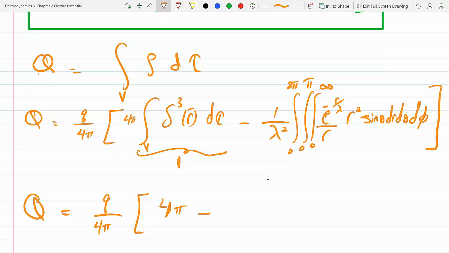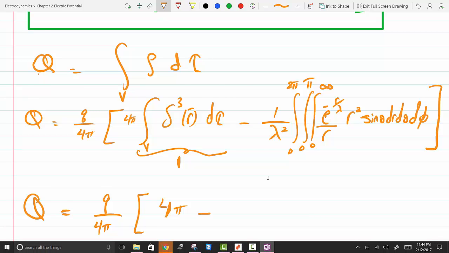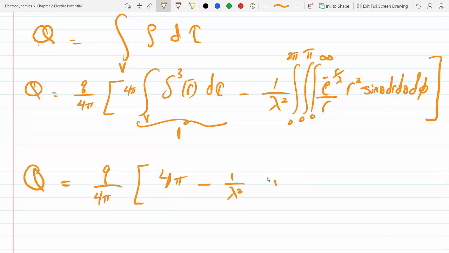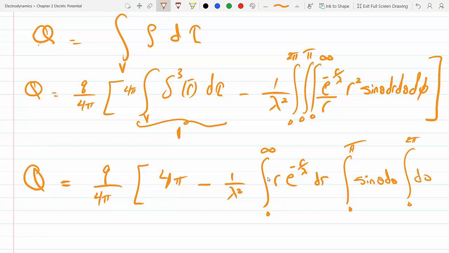minus, okay, so 1 over lambda squared, the r cancels here, and I get r e to the minus r over lambda dr. This is from 0 to infinity. We have 0 to pi on sine theta d theta, and we have 0 to 2 pi on d phi. Now this guy will be 2, this guy will be 2 pi.